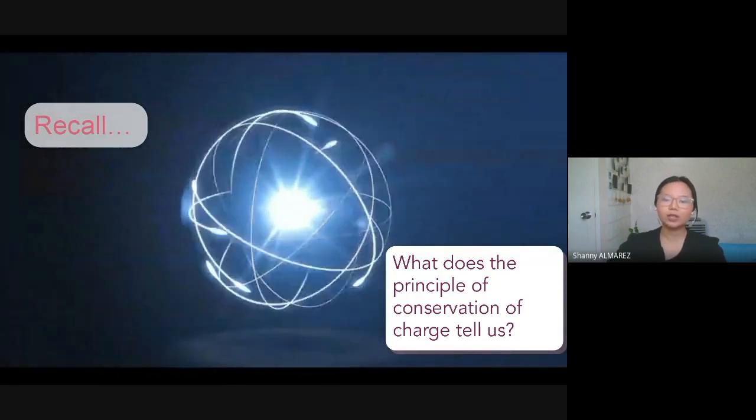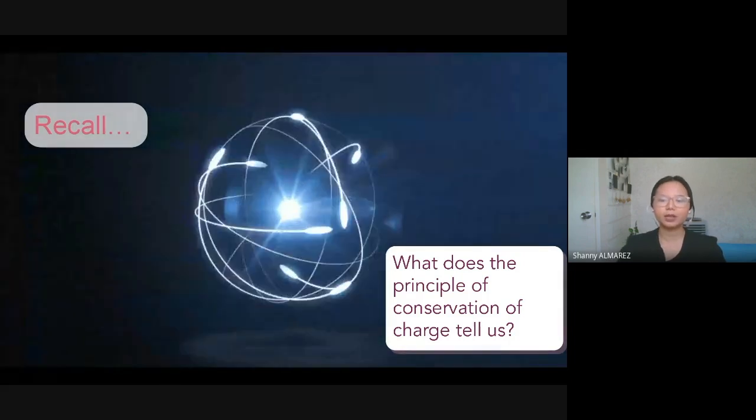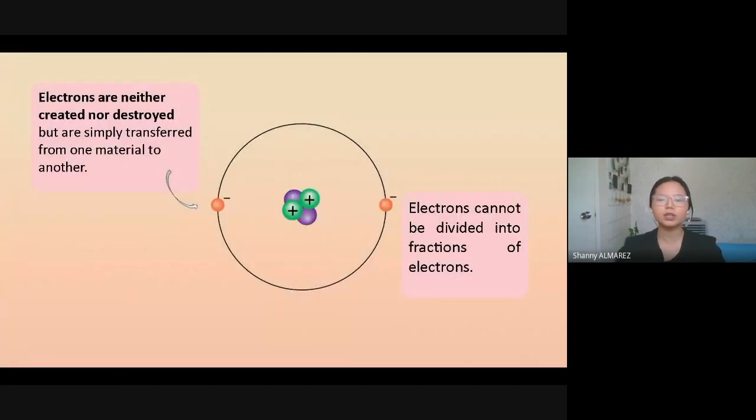Okay, so let's now move to the next part. The next part is just additional information. In electrostatics, we consider the electron as a unit. Okay? So when we speak of an electron, it means it contains a certain amount of charge and we do not talk about it in fractions. So pag nagsabi tayong the transfer of electrons, we're talking about electrons in whole numbers.